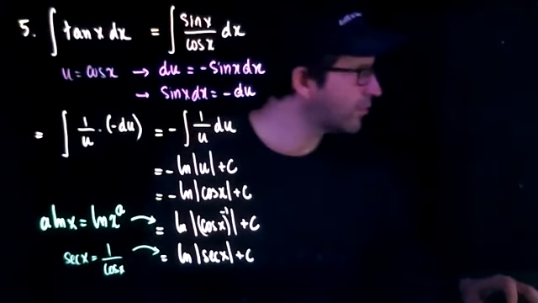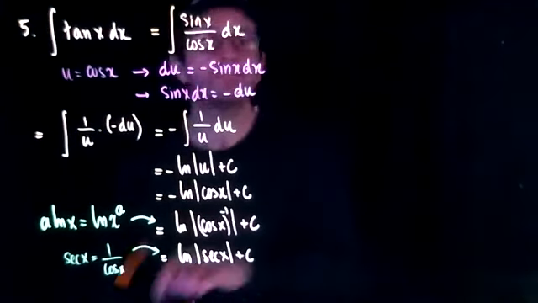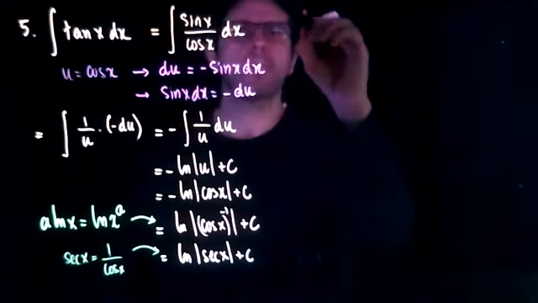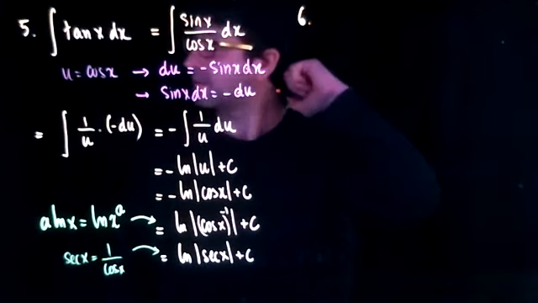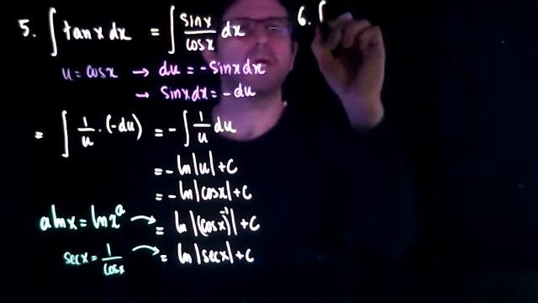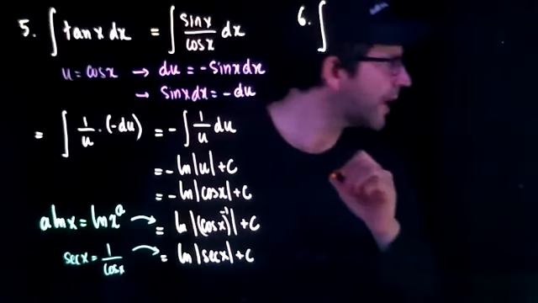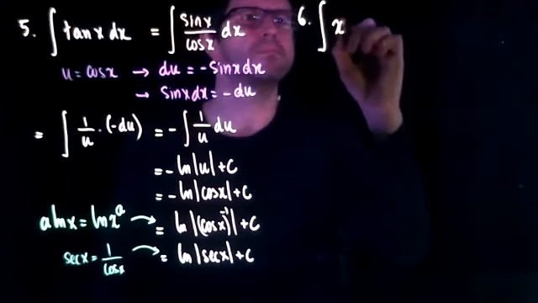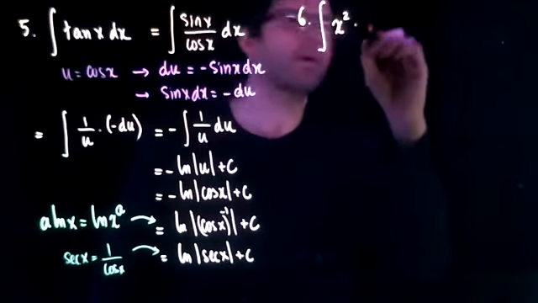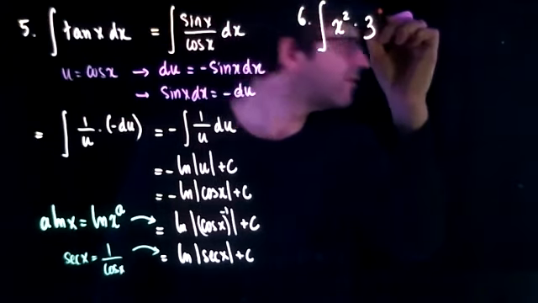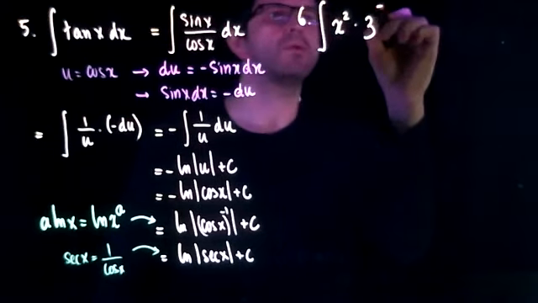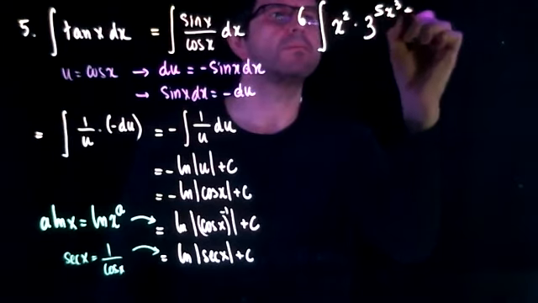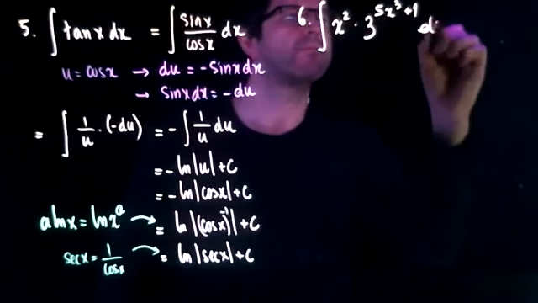Okay, so that's for number 5. Number 6. It's the antiderivative of x squared times 3 to the power 5x cubed plus 1.